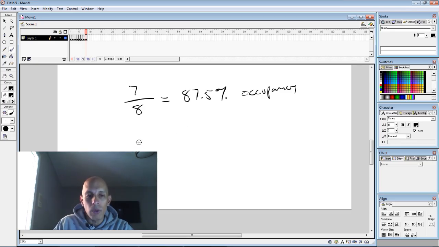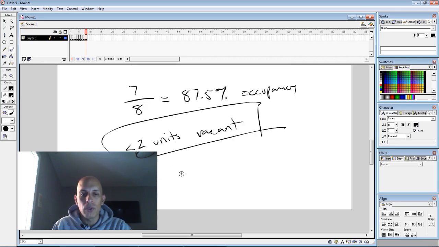With a DSCR loan, we go up to 2 units max vacant. So we have 2 units vacant for our DSCR loan. So if this building had 6 units rented and 2 units empty, DSCR loan is the way to go. And you're thinking, well, if it has 7 out of 8 units, why not just get an agency loan? Why not just get the seller to put in a new tenant?